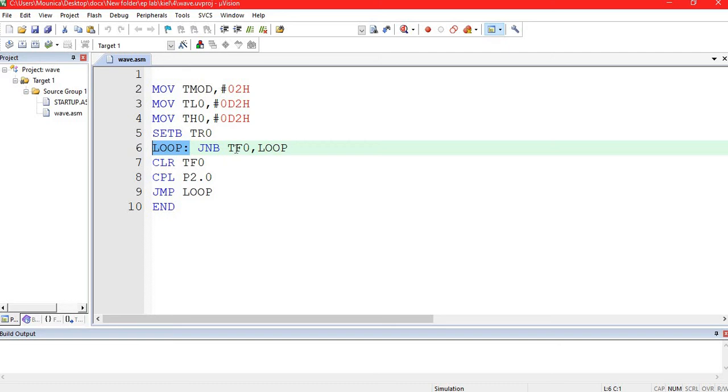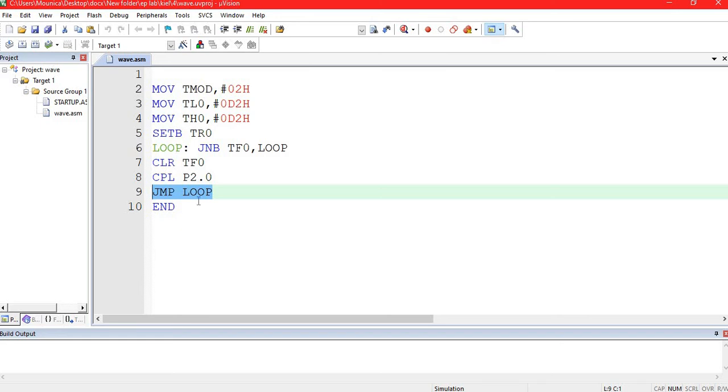In this step we have been checking if the flag bit is set or not. If the flag bit is not set, then we will be jumping to the same line. If the flag bit is set, then the loop breaks and we will go to the next step, which is the clearing of the flag bit. Then we will be complementing the pin P2.0 and then jump again to the label loop.